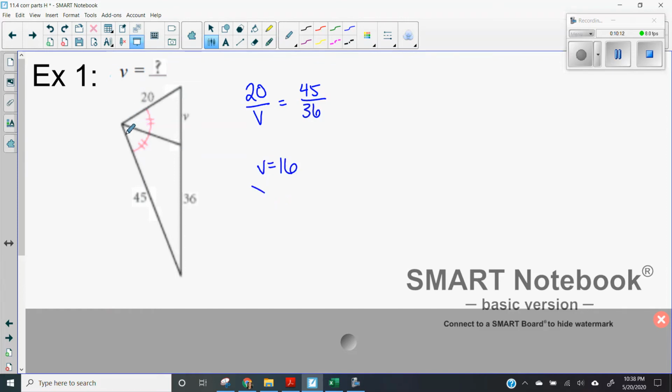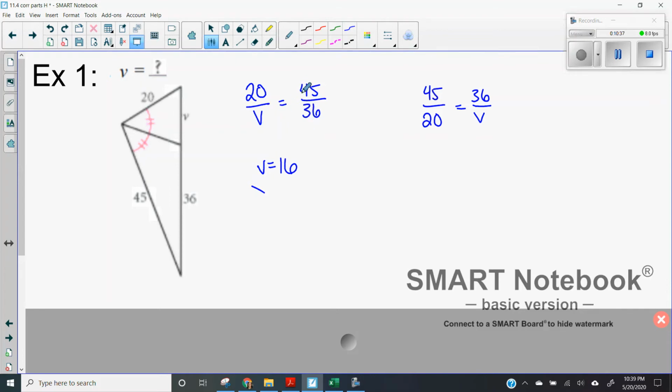So this was doing short to short, long to long. Let me jumble that up a little bit. Let's totally change it around. So now I'm going to do long side to short side. Okay, so 45 over 20 equals long piece to short piece, 36 over V. You'll notice in either of these examples, let me put the second step in here in either case.